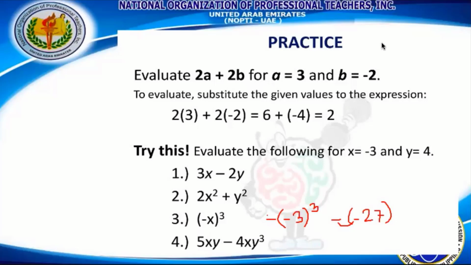Okay? Next. Last number, 4. 5xy minus 4xy square. O, alam kong hindi nyo naman favorite tong algebra, pero kailangan nyong intindihin.